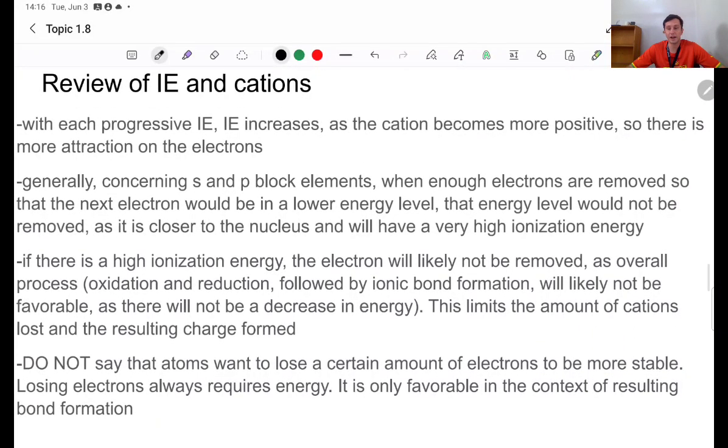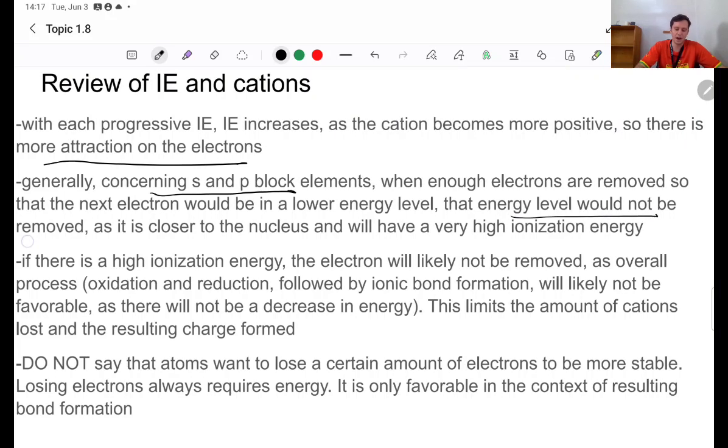Okay, so review of ionization energy in cations. With each progressive ionization, energy increases as the cation becomes more positive, so there's more attraction on the electrons. Generally, concerning s and p block elements, when enough electrons are removed so that the next electron would be in a lower energy level, that electron would not be removed as it is closer to the nucleus and will have a very high ionization energy.